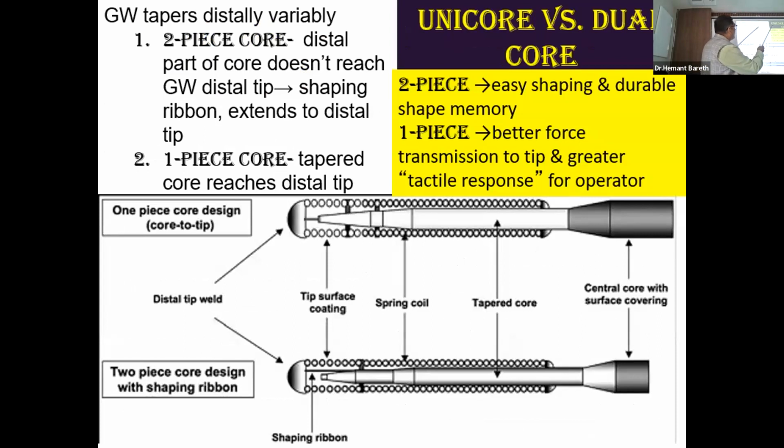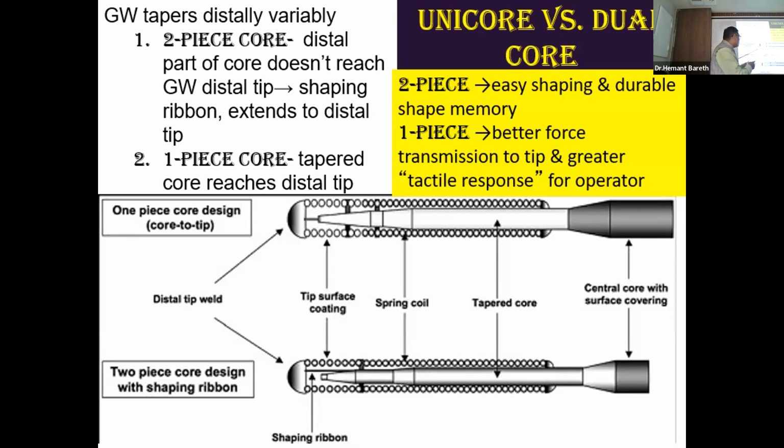So a little bit about unicore and dual core. Normal wire that we were discussing is a dual core wire, where the core ends before the tip and with a shaping ribbon. So this is the shaping ribbon, which connects the core to the tip. But this will, as you can imagine, have more flexibility with less 1:1 torque transmission, and also will give you less support and be less pushable, because the pressure that you are applying at the core is not directly transmitted to the tip, but it is transmitted through the shaping ribbon.